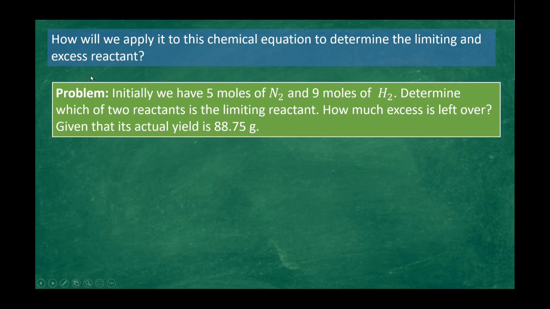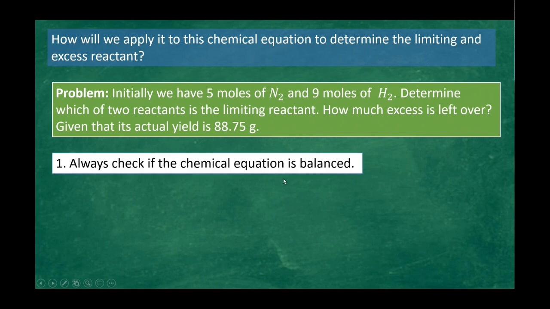A while ago, we solved it. We know the excess is the leftover reactant. And then we are given that its actual yield is 88.75 grams. So given the actual yield, it is 88.75 grams. Okay, so first is always check if the chemical equation is balanced.